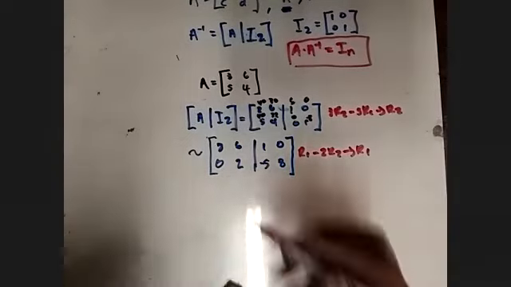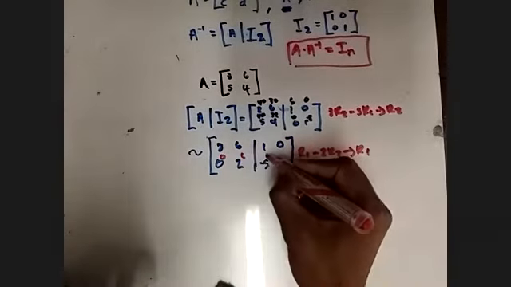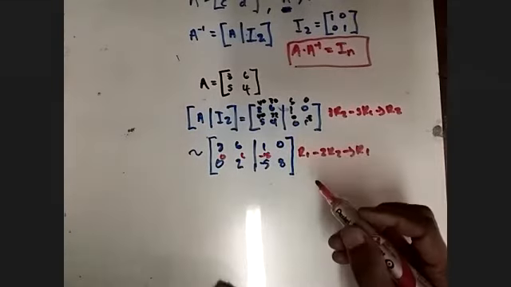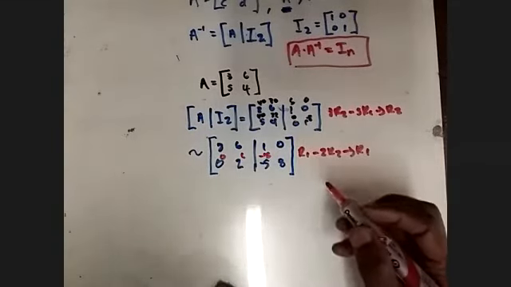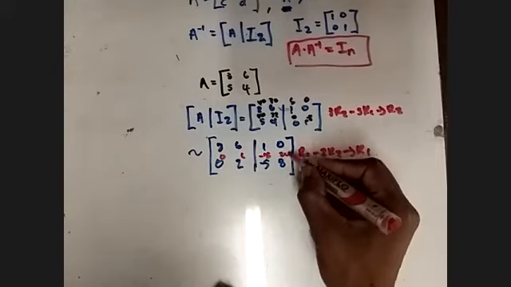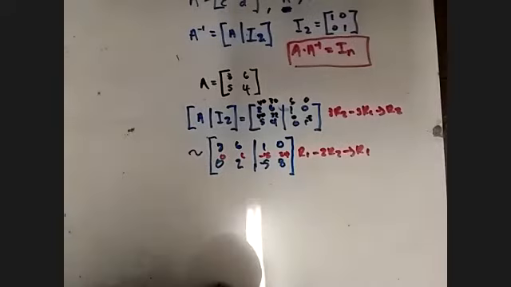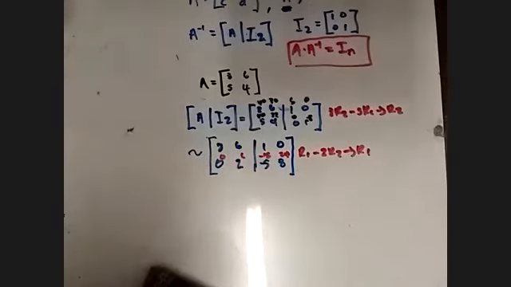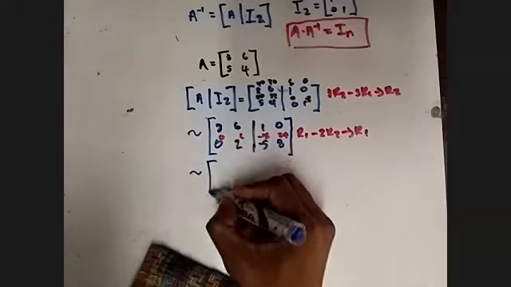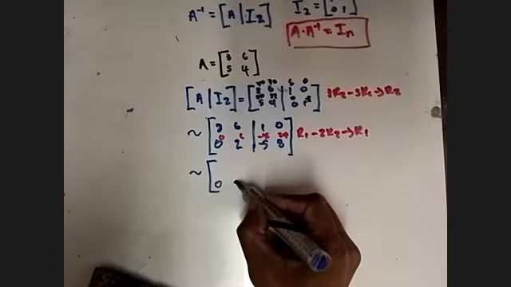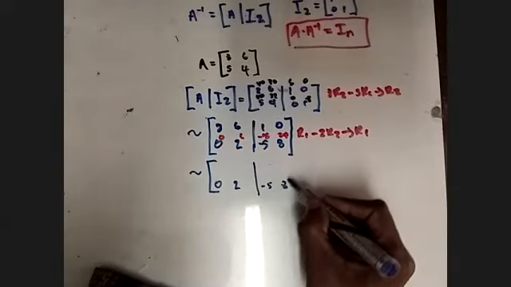3 times R2, it means that here it's 0, it's 6. 3 times 5, it's negative 15. And then 3 times 8, I think it's 24. Now, what we are going to have is 8. This one is the same. Let me write the ones that do not change.